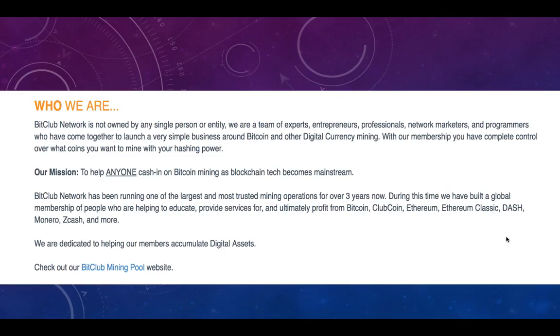So who are we? A little more into detail. Our mission is to help anyone cash in on Bitcoin mining as blockchain tech becomes mainstream. This has gone over 3 years, but it's more closer to 4 years now. Bitcoin, Club Coin is their actual coin. There's Ethereum, Ethereum Classic, Dash, Monero, Zcash.